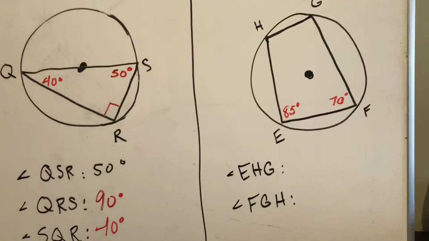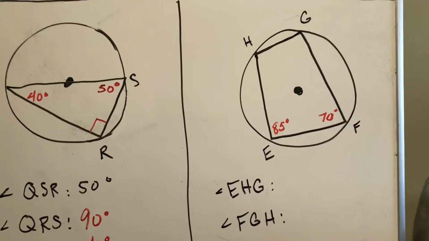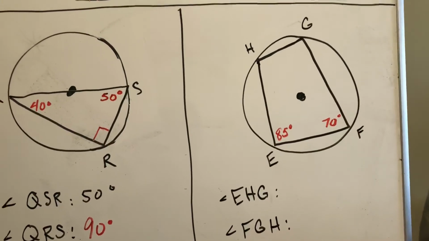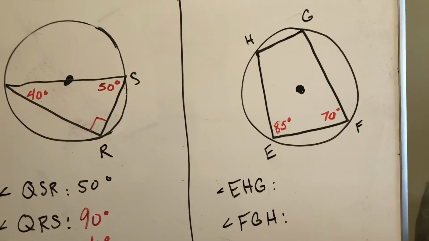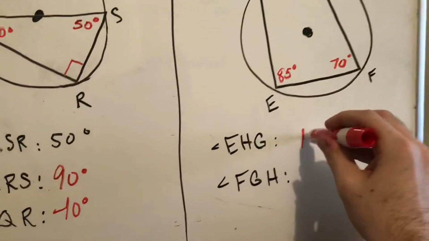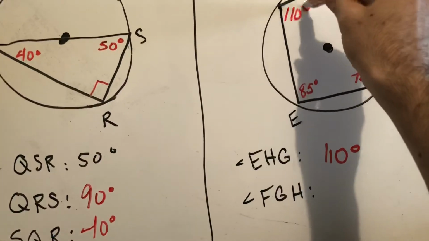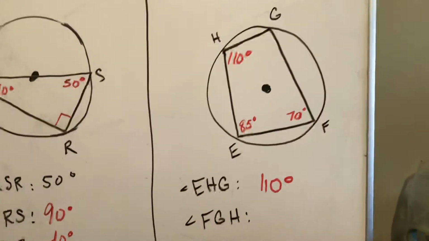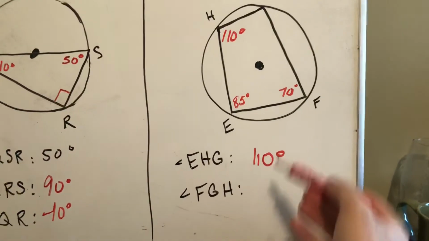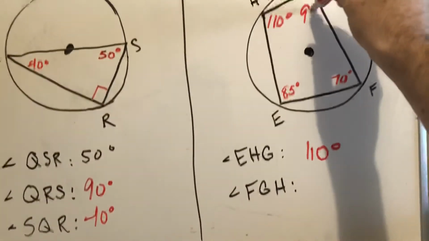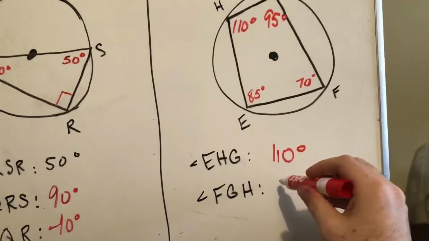So if I have a 70-degree angle at GFE and I want to find GHE or EHG, I'm going to subtract 70 from 180 and find that it's 110 degrees. So up here. And we have 3 angles, so we can figure this out now, but it is going to be a supplement of 85. So up here we'd have 95. Last answer there.